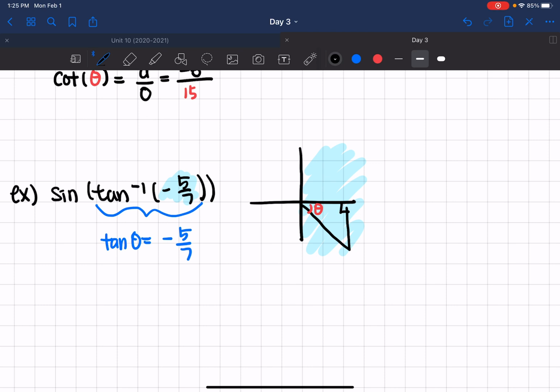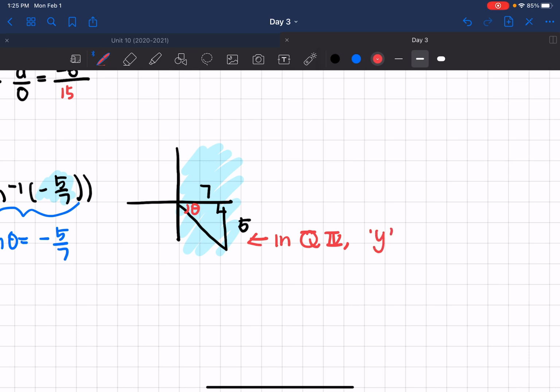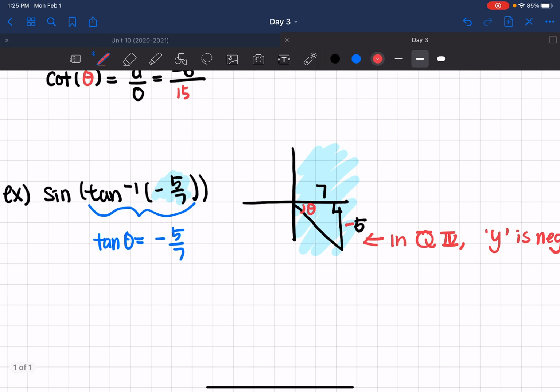From here, opposite is 5, adjacent is 7. But in this case, which one gets the negative sign? Be careful: in the fourth quadrant, your y value is negative, meaning in this case your opposite side gets the negative sign. So sine of the same angle that I have right here equals opposite over hypotenuse.